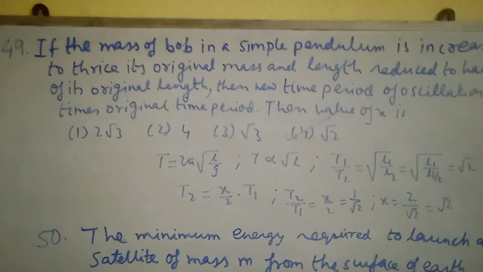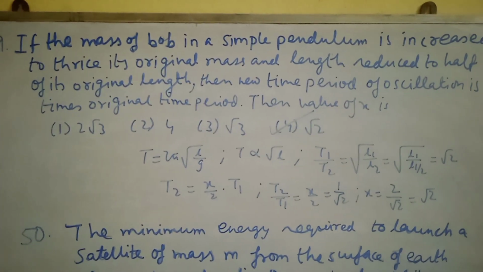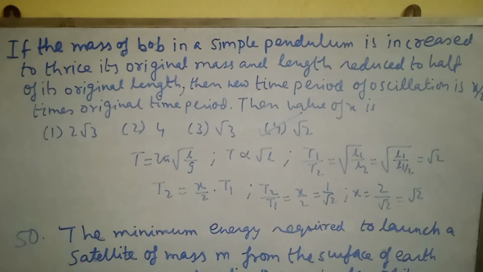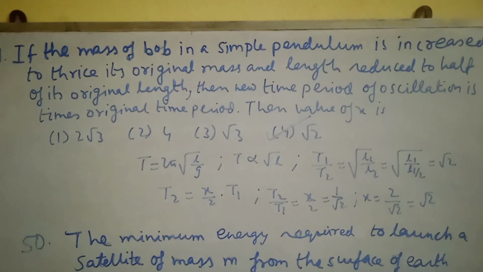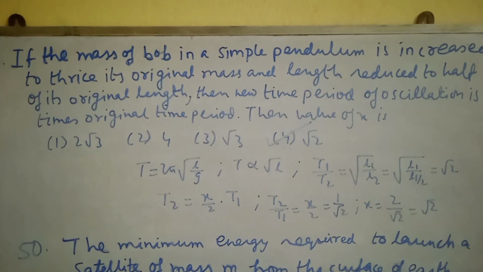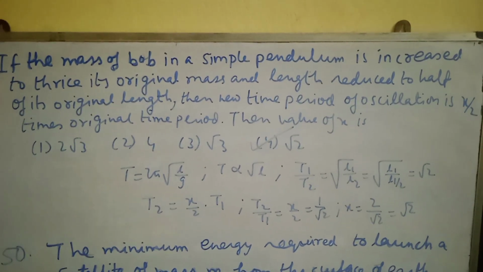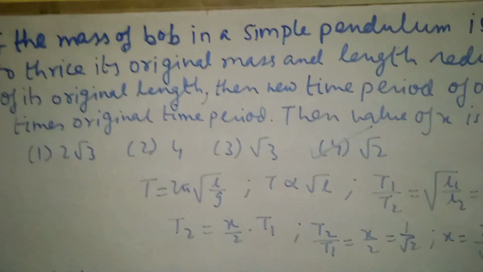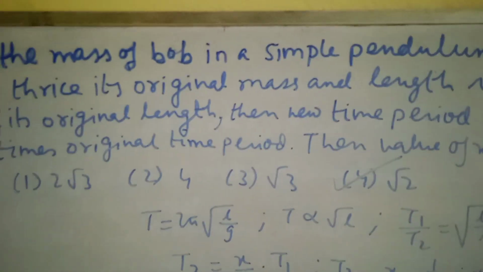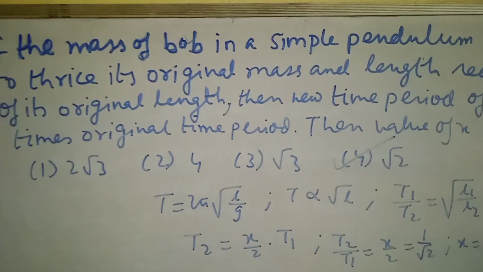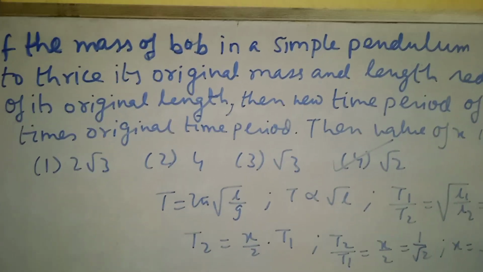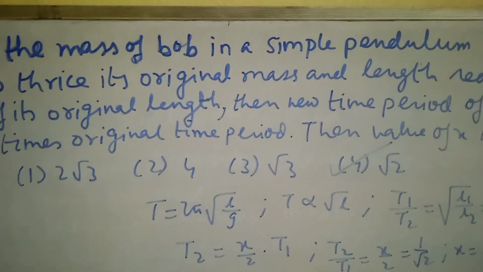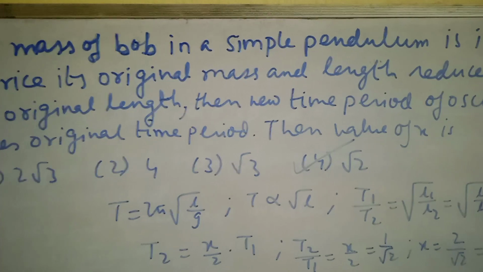Question number 49. If the mass of the bob in a simple pendulum is increased to thrice its original mass and length is reduced to half of its original length, then the new time period of oscillation is x by 2 times the original time period. The value of x is how much? First of all, T equals 2 pi root over L by g. Now tell me, will mass depend on this time period? No, sir. So T varies only as root L, and T varies as 1 by root g, but g is not mentioned, it is not needed here.